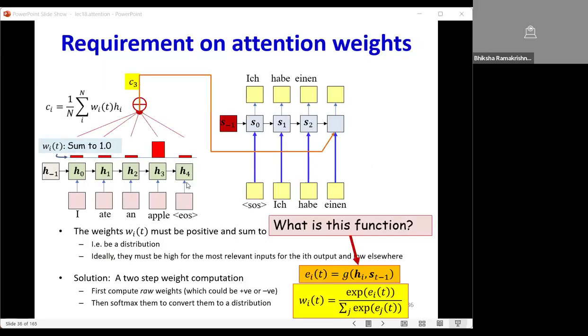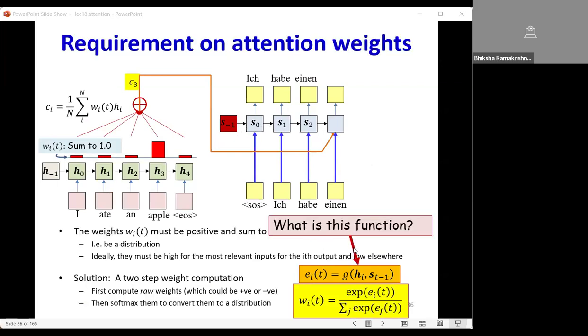Okay. And so finally, what is this raw function? How do we compute this raw attention weight? For that, no, because you're assuming that at least on the decoder side, it's keeping track of information. And so, yeah, it is an issue though.